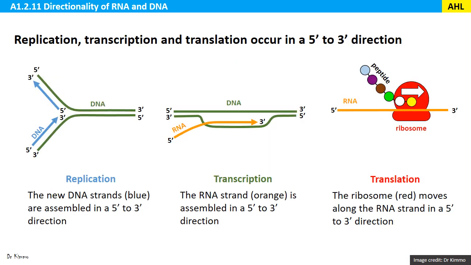Replication, transcription, and translation occur in a 5' to 3' direction. On the left, we have replication, when DNA copies itself. The new DNA strand, the blue strand, is assembled in a 5' to 3' direction. In the middle, you have transcription, when information in DNA is transferred to RNA. The orange RNA strand is also assembled in a 5' to 3' direction.